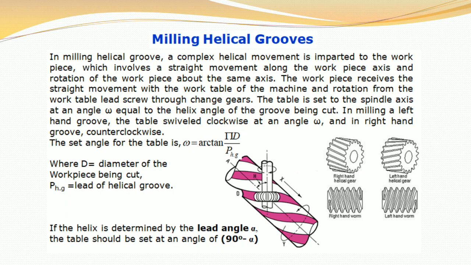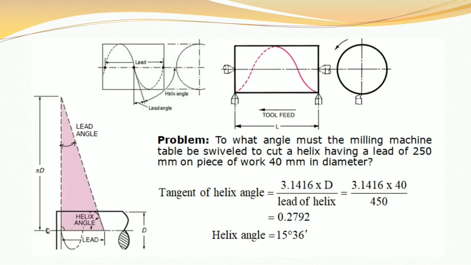If the helix is determined by the lead angle alpha, the table should be set at an angle of 90 degrees minus alpha. There are some figures, and there is a problem for you. To what angle must the milling machine table be swiveled to cut a helix having a lead of 250 mm on a piece of work 40 mm in diameter? So the tangent of the helix angle is pi multiplied by d, that means 3.1416 multiplied by 40, divided by the lead of the helix, that means 250. So the result is 0.5027, and from here we find our helix angle, and that is 26.7 degrees.